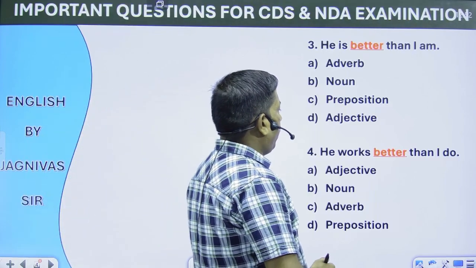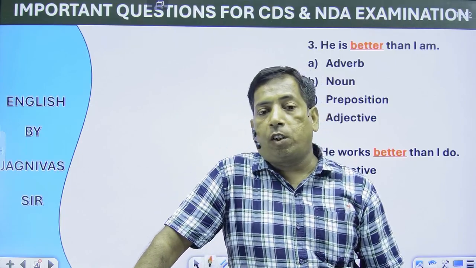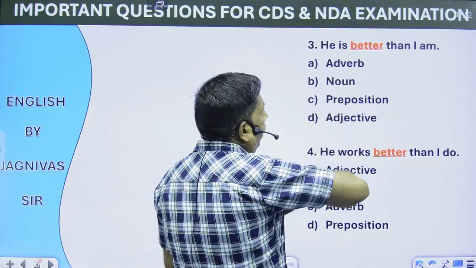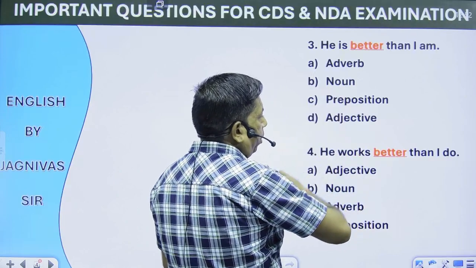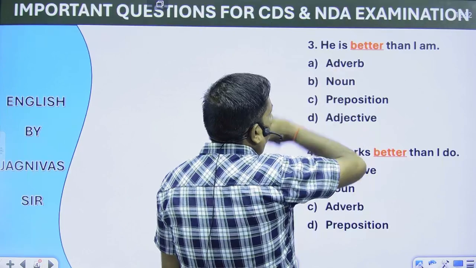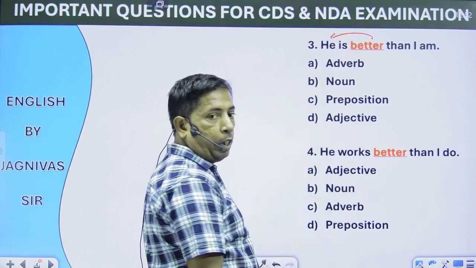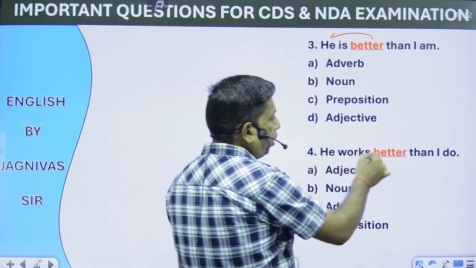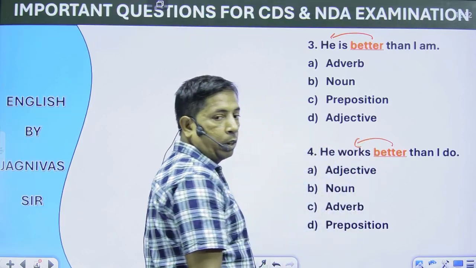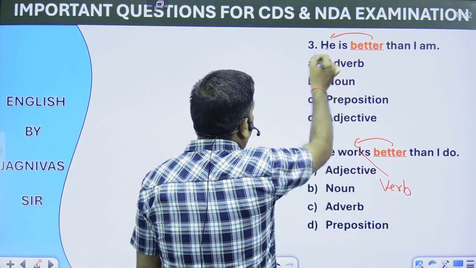He is better than I am, and he works better than I do. In these two sentences, you have to find out the part of speech of the word better. He is better than I am. He works better than I do. The word is the same, better, but the part of speech is different. In the sentence he is better, better is used for he. In the sentence he works better than I do, better is used for works. Works is a verb. He is a pronoun.